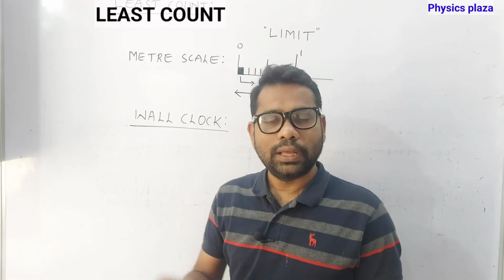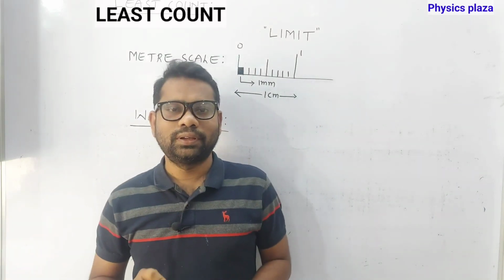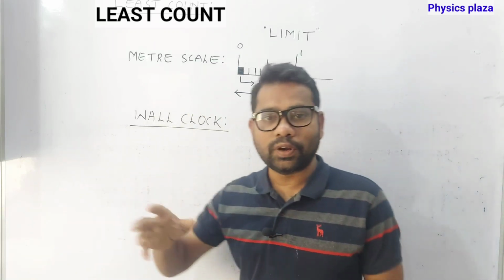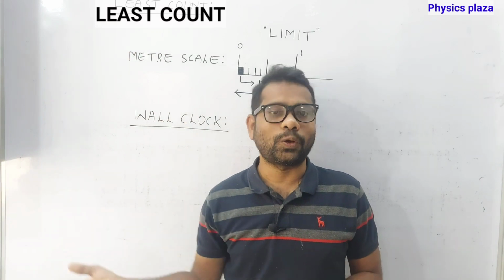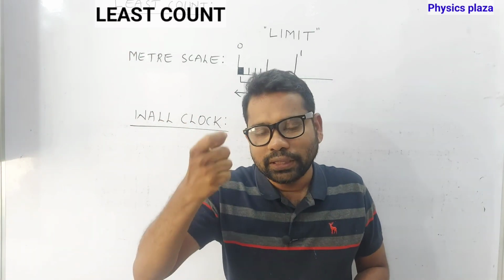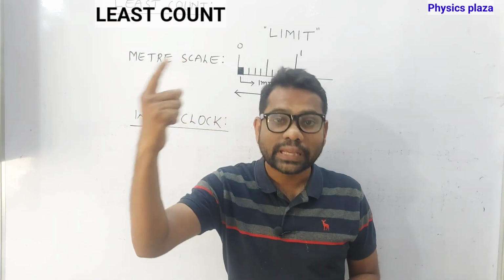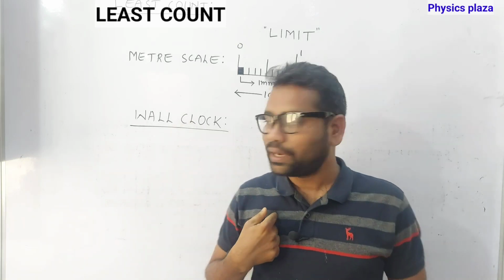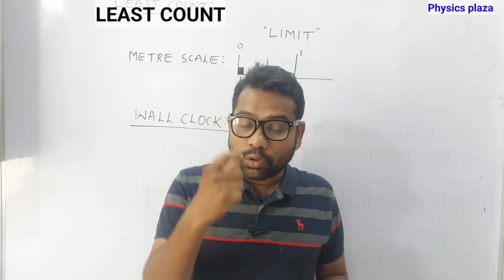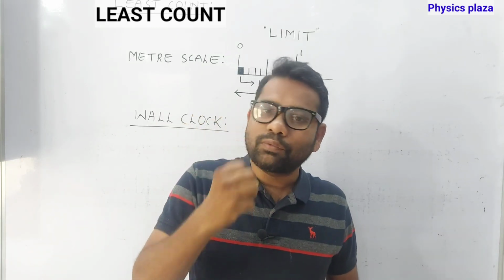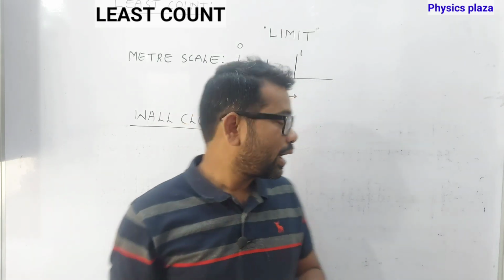less than 1 second? Can you use a wall clock for athletic purposes, children? No, we cannot. They will use a digital clock, where they can measure even less than 1 second. But my point is, by using this wall clock, can we measure time less than 1 second? No, we cannot measure.